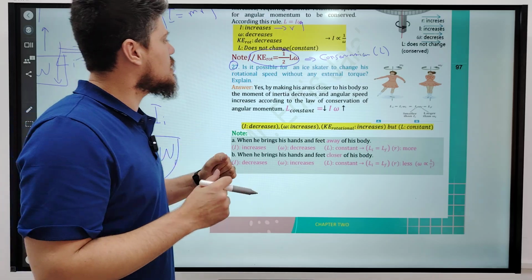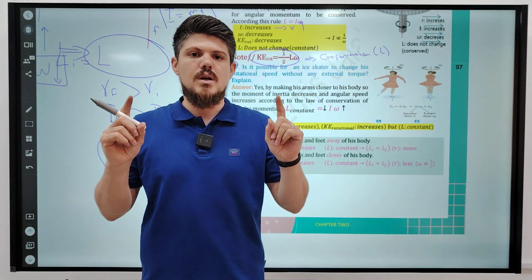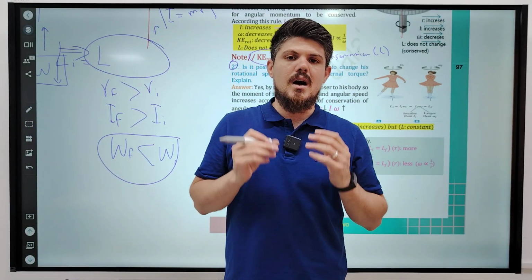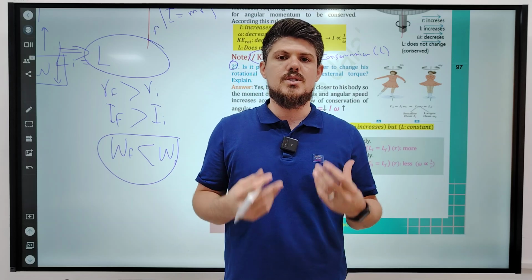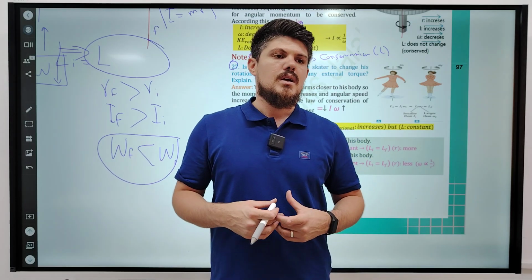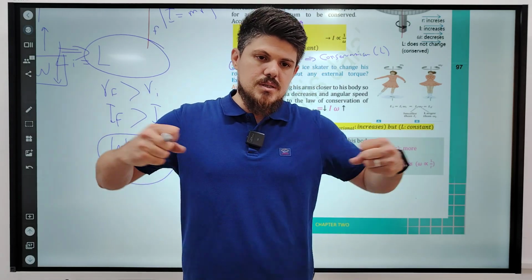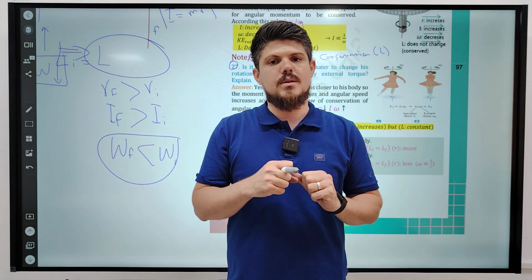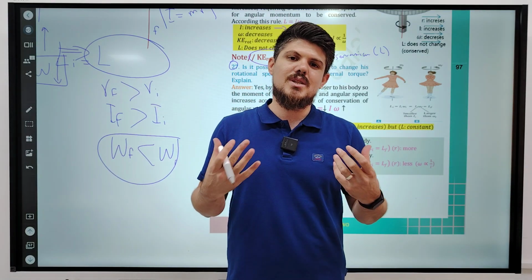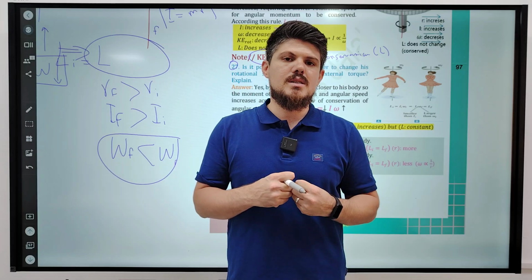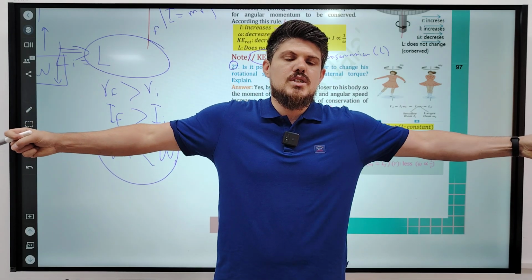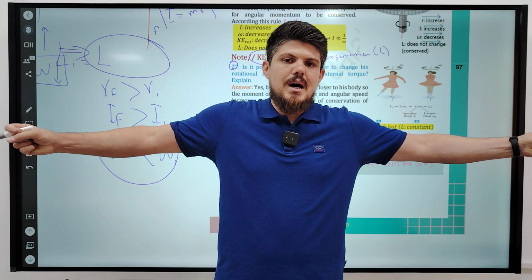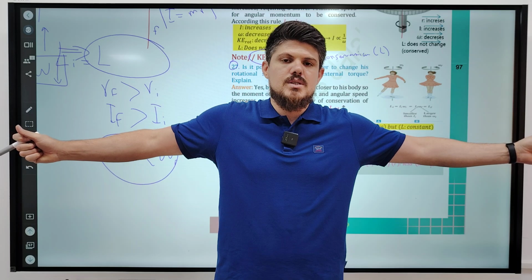Question 27: is it possible for an ice skater to change his rotational speed omega without any external torque? Yes, of course. Without any external torque, ice skaters can control their speeds. The ice skater can increase or decrease its angular speed by changing what? By changing the moment of inertia. When the ice skater increases its moment of inertia by extending his hands and feet away, angular speed decreases.